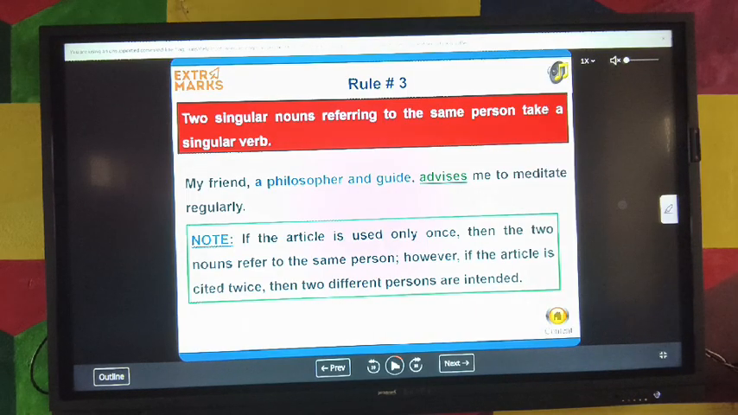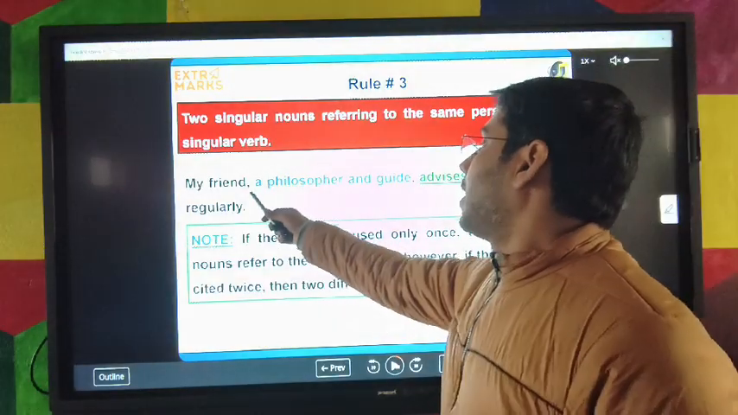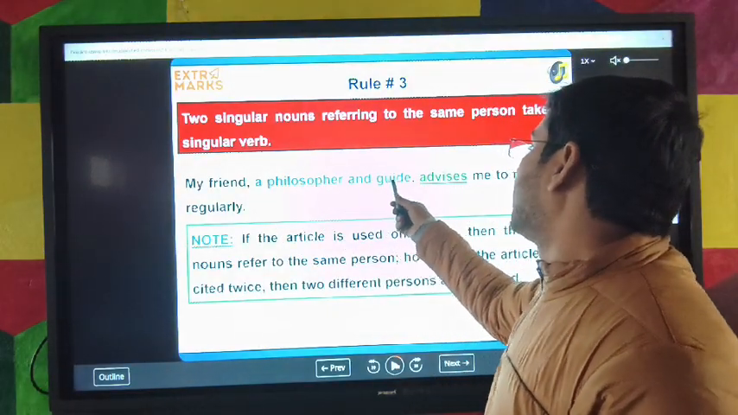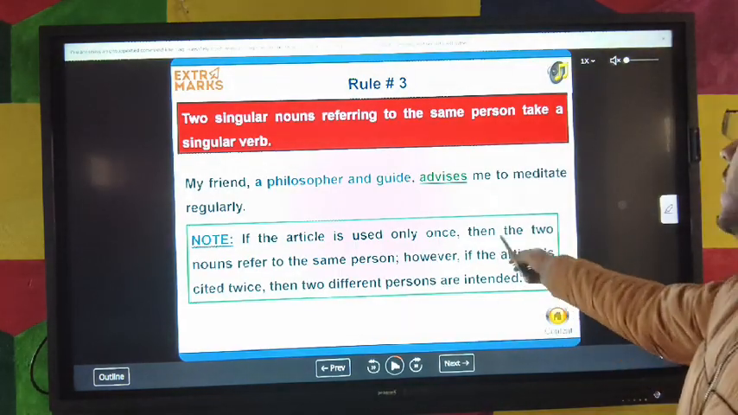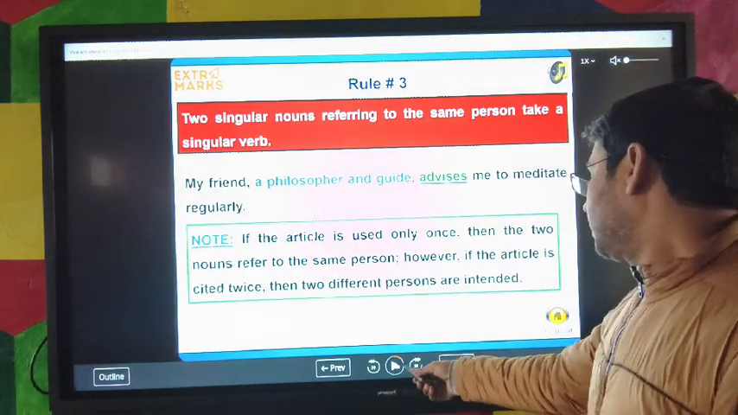See the note, if the article is used only once, then the two nouns refer to the same person. However, if the article is used twice, then two different persons are intended. So we have to see my friend, a philosopher and a guide. Here it will be my friends. So let us see the next example.